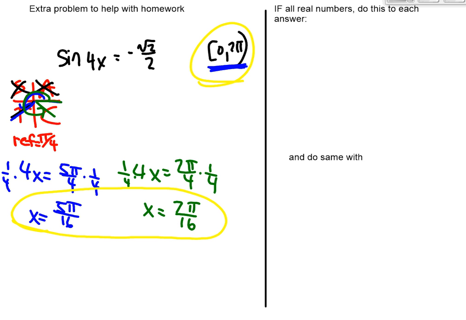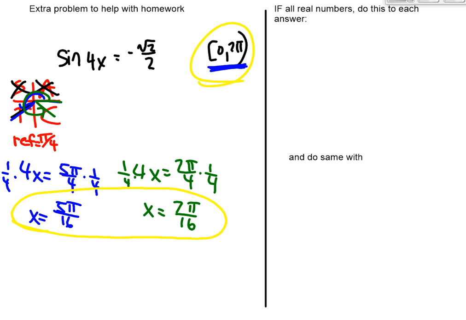The thing to be careful of is you don't want to take those answers that I circled in yellow and add 2 pi to them. Does that make sense to you? You have to add the 2 pi up there when it was still 4, because when it's still multiplied by 4, that's where I'm going to hit the place that I need to on that.